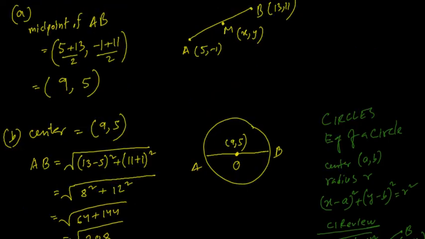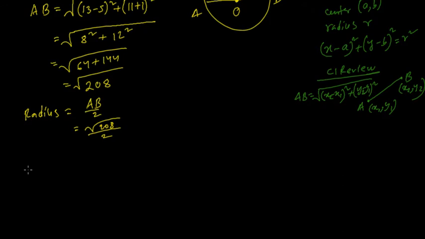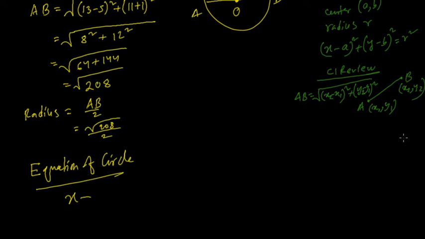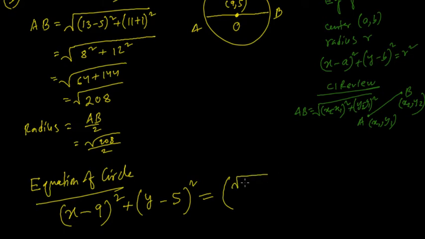Let's get back to the equation of the circle, because after all the question was to find an equation for the circle C. The equation of a circle starts with x. So x minus the x coordinate of the center, which is 9, whole squared, plus y minus the y coordinate of the center, which is 5, whole squared, equals the radius whole squared. Now this radius is square root of 208 divided by 2, whole squared.